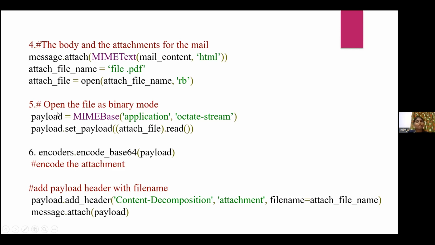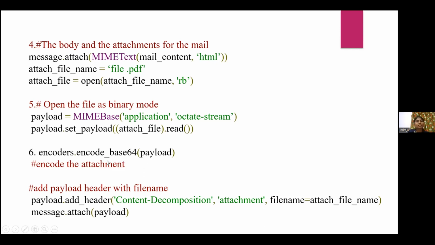Then here we use a payload. Payload refers to the actual content of the email, which is a MIME type of binary data. Here we use octet stream, which is a MIME type for binary data. Here the original content is converted into binary mode. Then encoder dot encode base 64 payload.